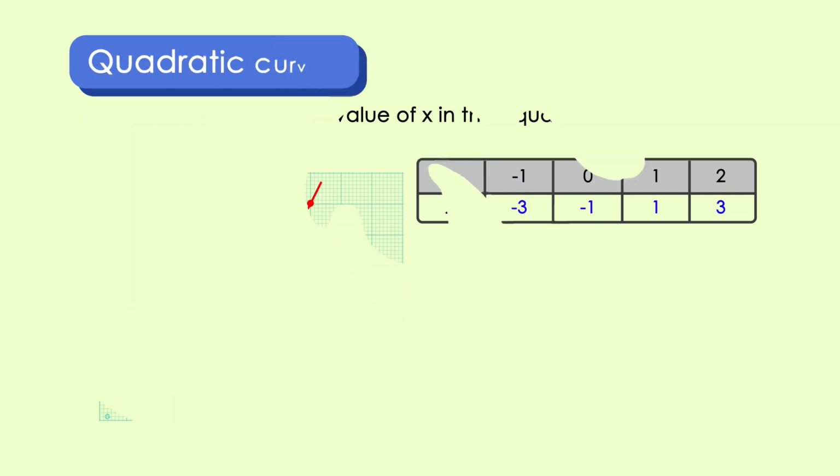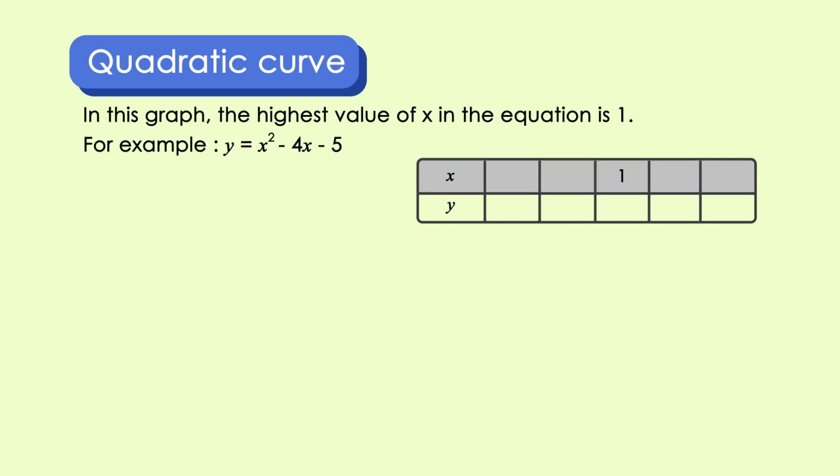The second graph is quadratic, where the highest power of x in the equation is 2. For example, y equals x squared minus 4x minus 5. First, we construct the table of values. By substituting the values of x equals negative 2, negative 1, 2, and 5 into y, we will fill in the table.